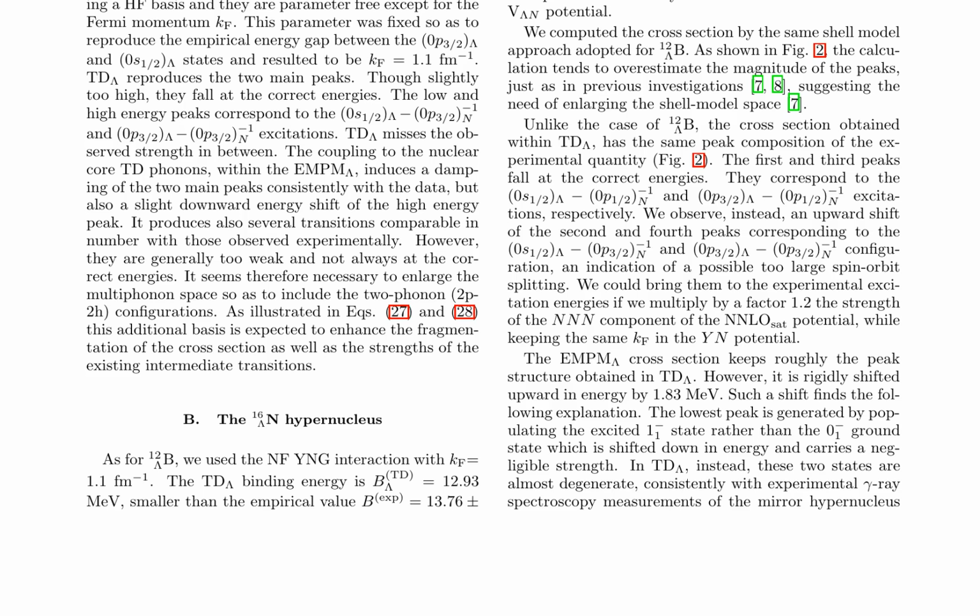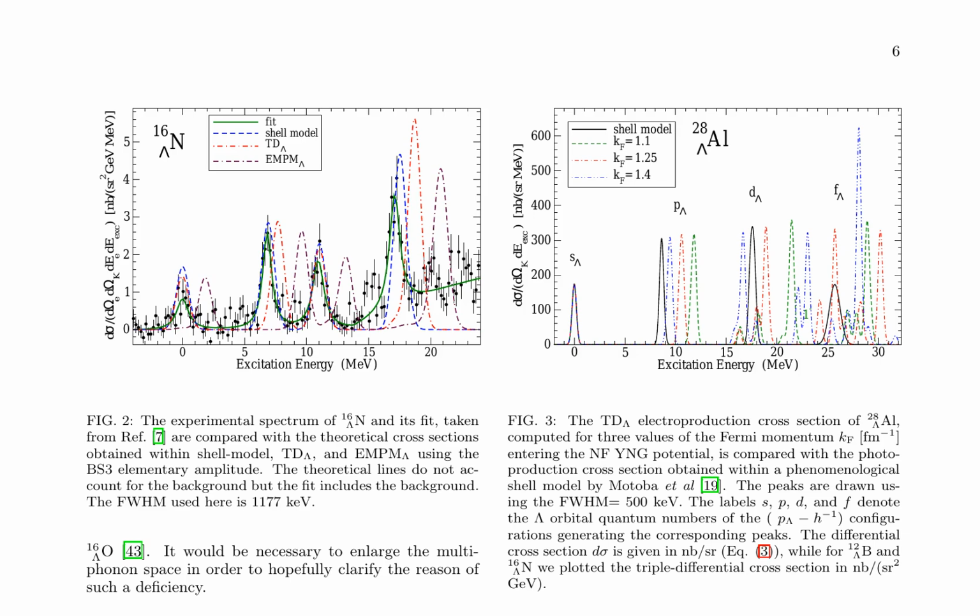In the case of ¹⁶ΛN, the calculated binding energy is also lower in the TD lambda model and higher in the EMPM lambda model compared to the empirical value. The cross-sections are computed using the same shell model approach as for ¹²ΛB, and the results are similar, with the TD lambda model overestimating peak magnitudes and the EMPM lambda model introducing damping and additional transitions.